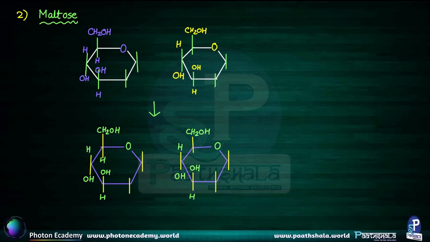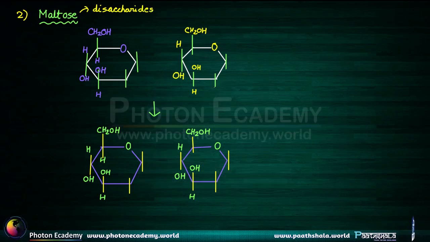Now we come to the second type of disaccharide that we have, and that is maltose. So maltose is a disaccharide. Disaccharide meaning that on hydrolysis, it will yield us two monosaccharide units. So maltose comes under the category of disaccharides, and it is made up of two monomeric units.